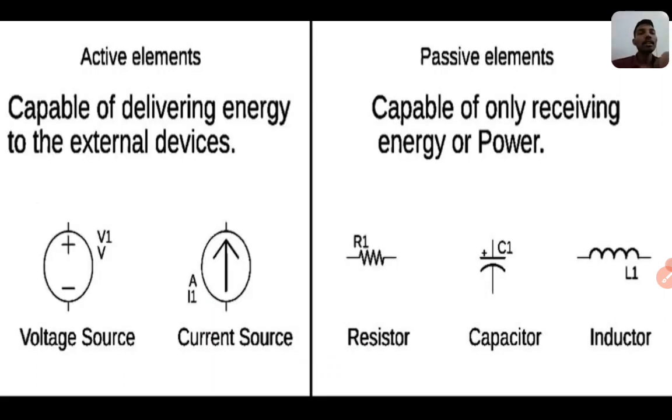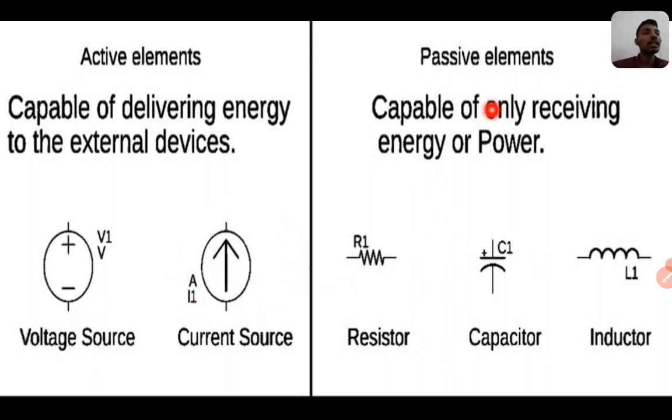The electrical networks are divided into two: active elements and passive elements. Active elements are capable of delivering energy to external devices. Passive elements are capable of only receiving energy or power. Active elements are divided into two: voltage source and current source. Voltage source is represented by this symbol and current source is represented by this symbol.